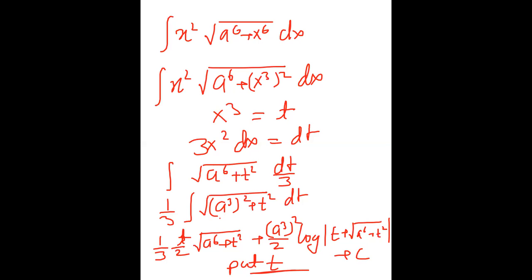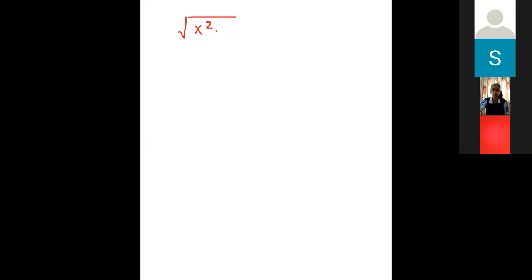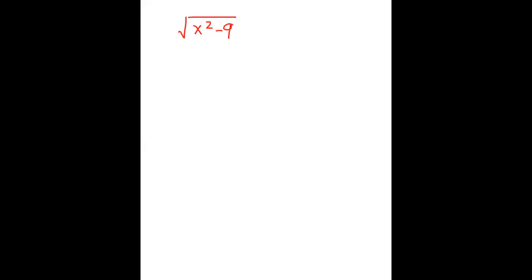One more question. Integral of under root x square minus 9, we need to find. We need to use the identity. First of all, we can write it as under root x square minus 3 square dx, under root x square minus a square. We need to apply the under root x square minus a square identity over here.